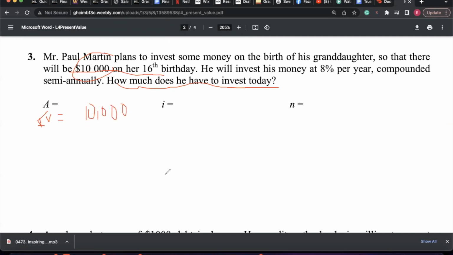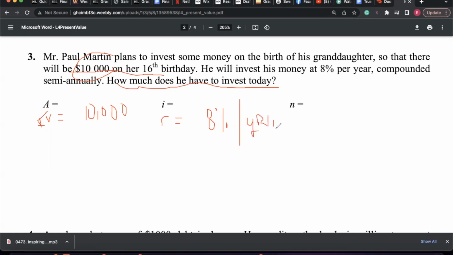Awesome. Our I is also equivalent to our rate. So our rate in this example is 8% yearly. So just be careful. Always put the N unit, or the unit that it belongs to. So it's 8% yearly. Good.